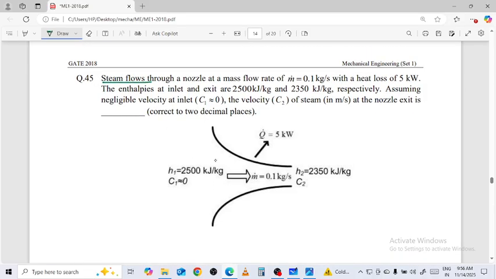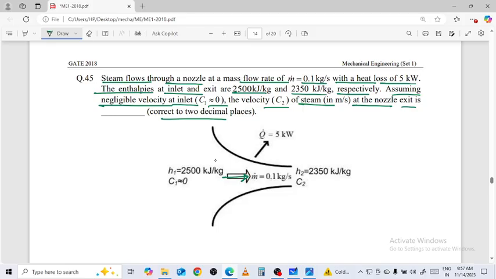Steam flows through a nozzle at a mass flow rate of 2.1 kg per second with a heat loss of 5 kilowatt. Enthalpies at inlet and exit are 2500 kilojoule per kilogram and 2350 kilojoule per kilogram respectively. Assuming negligible velocity at the inlet, C1 equal to 0, find the velocity C2 of steam in meter per second at the nozzle exit. Enthalpies are 2500 and 2350.